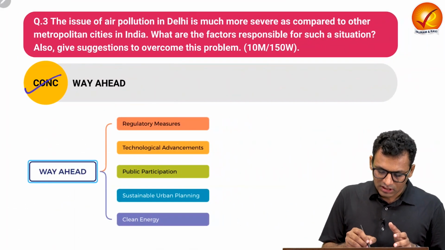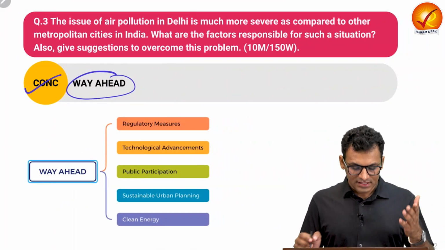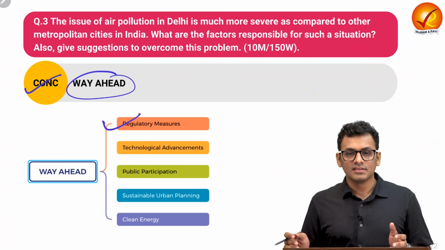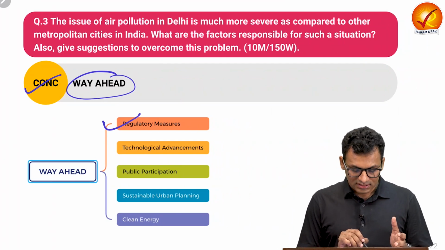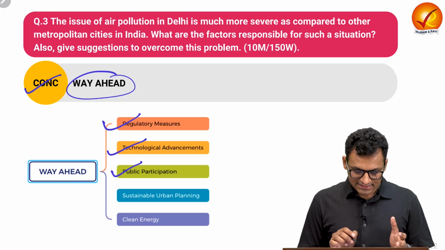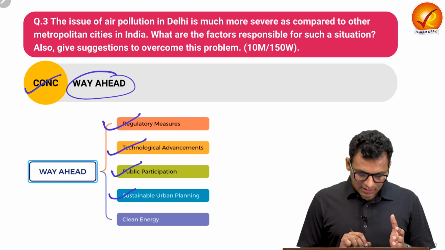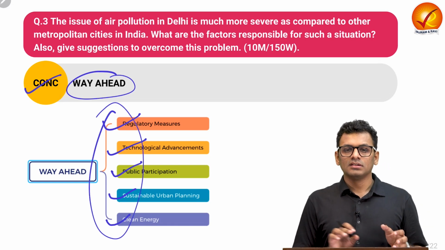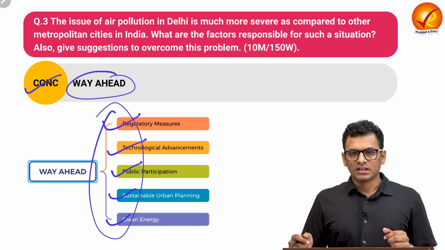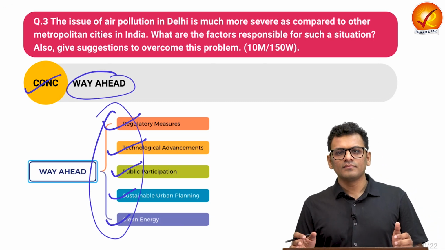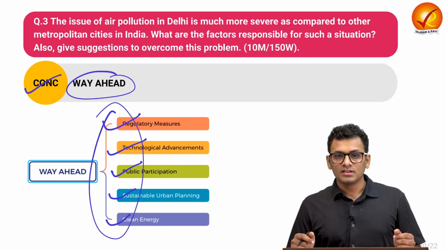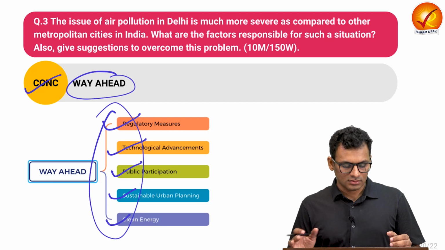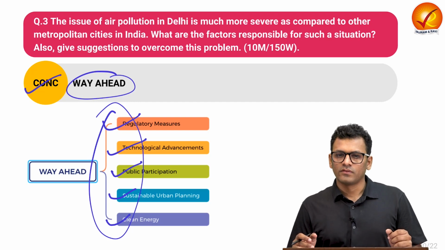Lastly, with respect to the conclusion, you can again provide certain way ahead points where you can talk about how there should be reliance on certain regulatory measures, technological advancement, public participation, sustainable urban planning, and focus on clean energy. Now all this must be done in sync to ensure that Delhi's air pollution, which should be the focus, is resolved in a consensual way. So this is the conclusion for question number 3.